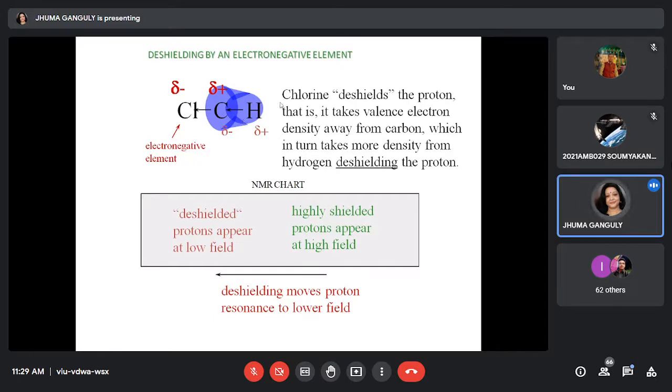Depending on the chemical environment, their structural environment, all protons give different types of signals. All are protons, but their chemical environment is different, so they give different signals due to different deshielding effects. A deshielded proton appears at low field and a highly shielded proton appears at high field.